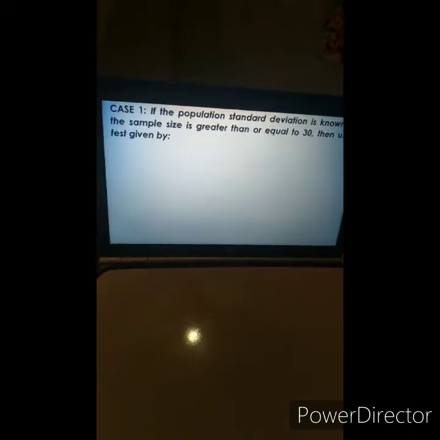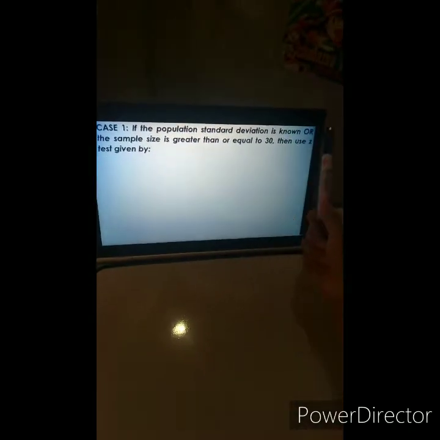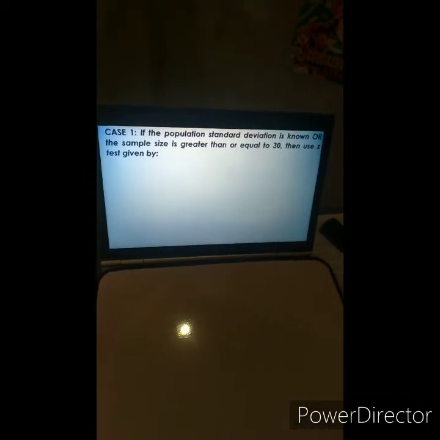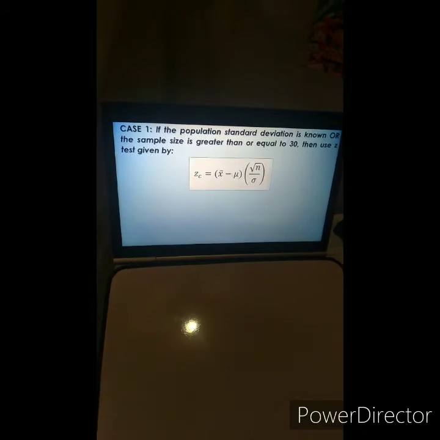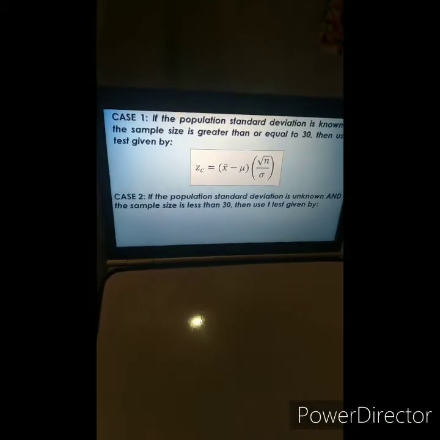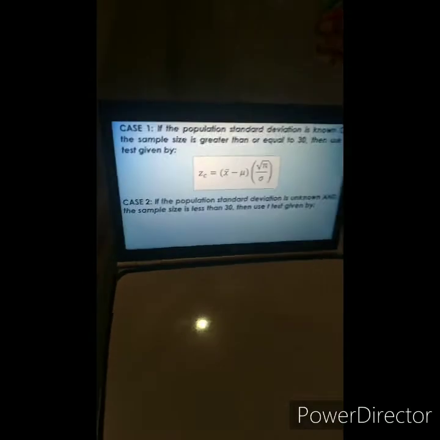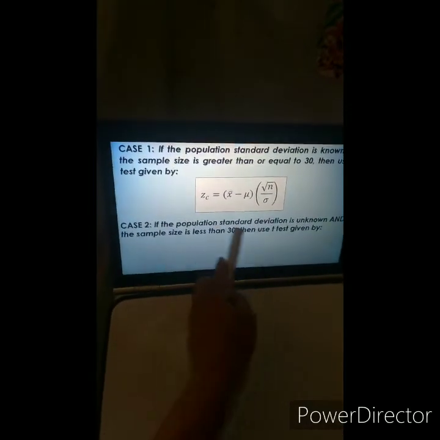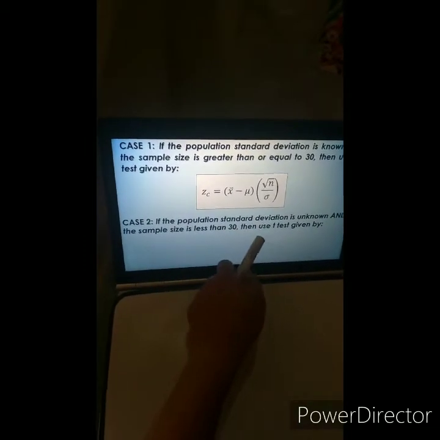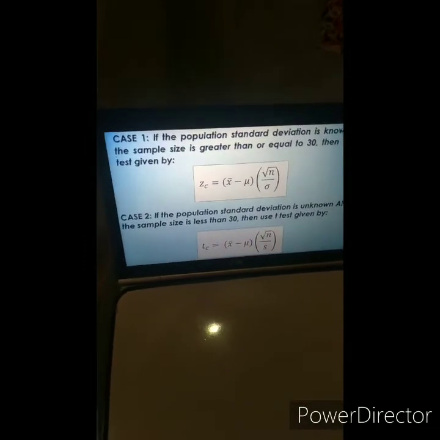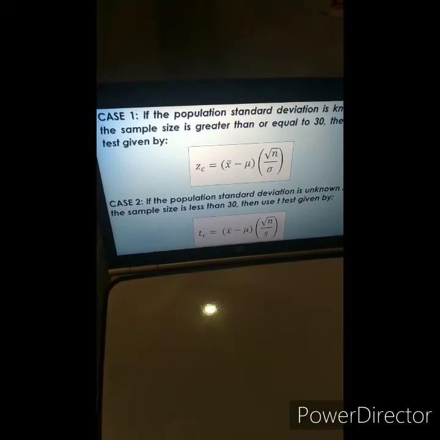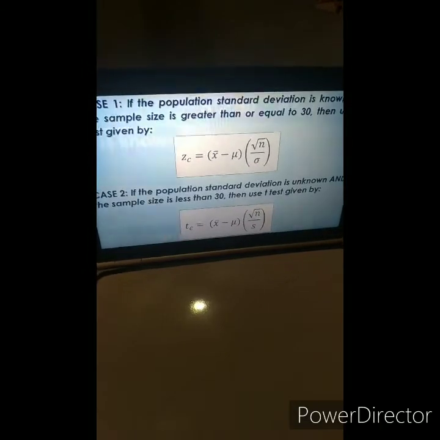Case 1. If the population standard deviation is known or the sample size is greater than or equal to 30, then use the z-test by this formula. We used this already. This is just a review of your previous lesson. If the population standard deviation is unknown and the sample size is less than 30, then use the t-test. This is also our previous lesson, so that is module 5 and 6.